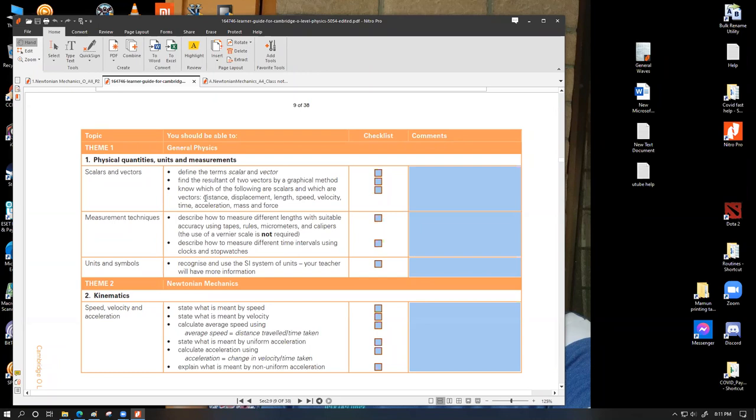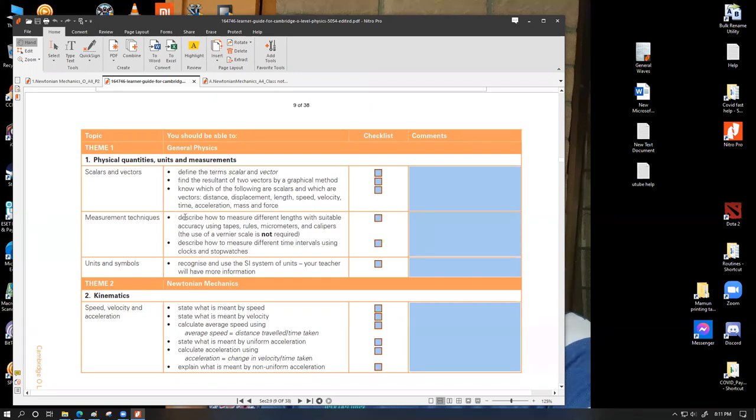So that's that. And then we have this thing. This was the second bullet: find the resultant of two vectors by a graphical method. And then we have this: know which of the following are scalars and which are vectors. Distance, displacement, length, speed, velocity, time, acceleration, mass, and force. So you know these, which is what.